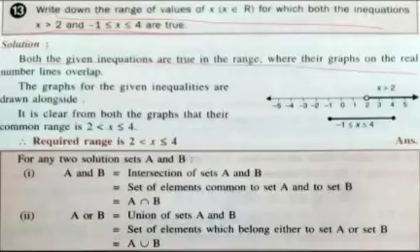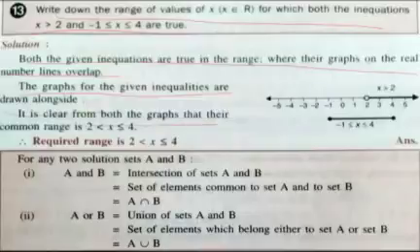Both the given inequations are true in the range where their graphs on the real number lines overlap. The graphs for the given inequalities are drawn alongside. It is clear from both the graphs that their common range is 2 is less than x is less than or equal to 4. Required range is 2 is less than x and less than or equal to 4.